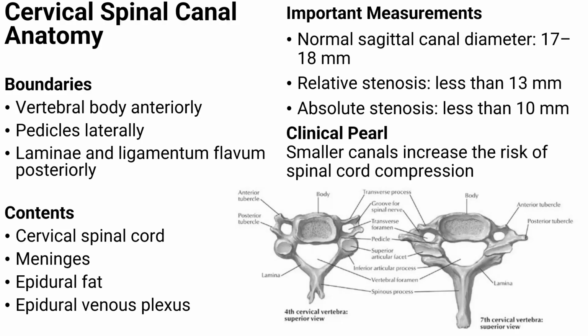This space is critical. The size of the spinal canal has important clinical implications because a normal sagittal diameter is about 17 to 18 millimeters, whereas narrowing below 13 millimeters indicates relative stenosis, and a diameter below 10 millimeters represents absolute stenosis, both of which increase the likelihood of spinal cord compression and the development of degenerative cervical myelopathy. Smaller canals carry greater risk.